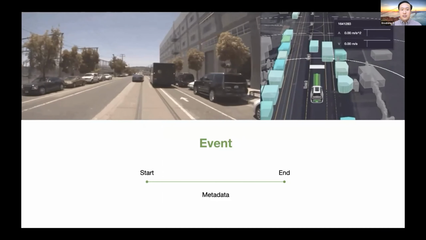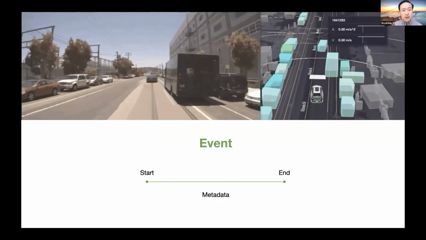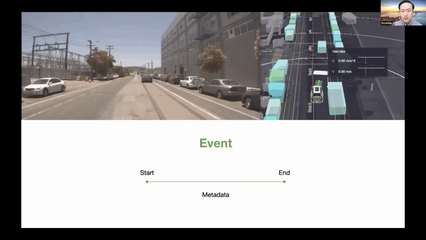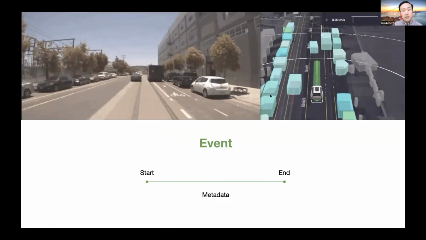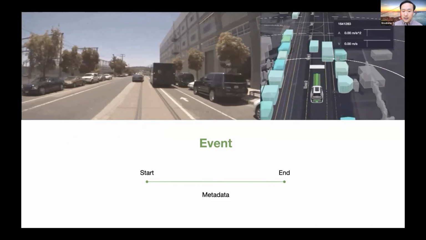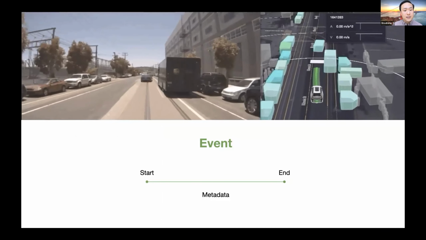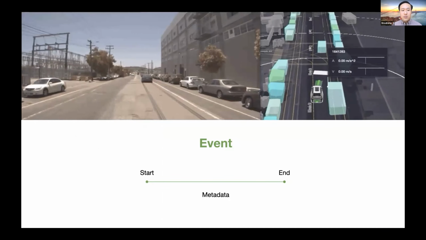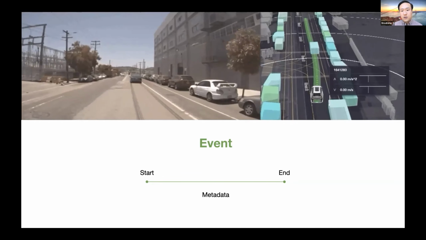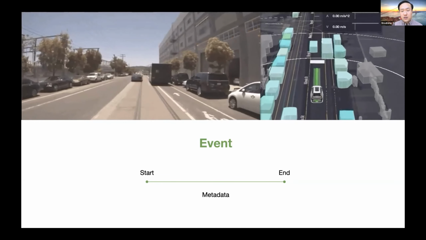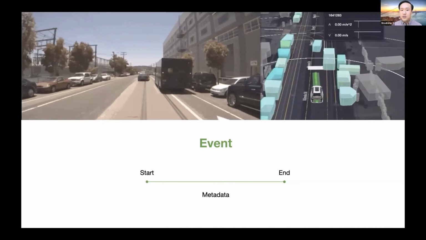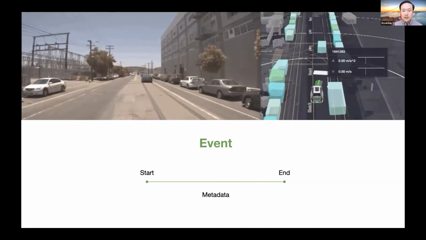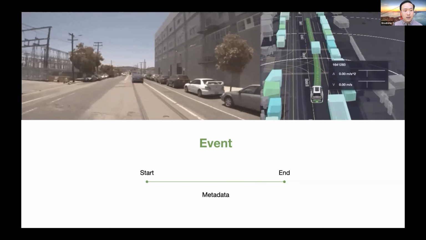All right, so Steffon mentioned there's a higher level concept at ATG. One of the higher level concepts is called an event. So naturally, an event has a start time and an end time. And we can attach any arbitrary metadata to this event. For example, for the UPS truck in front of us, we can attach the speed and acceleration, which are 0 in this case. And just to illustrate that we have a very elastic data structure built in ATG.